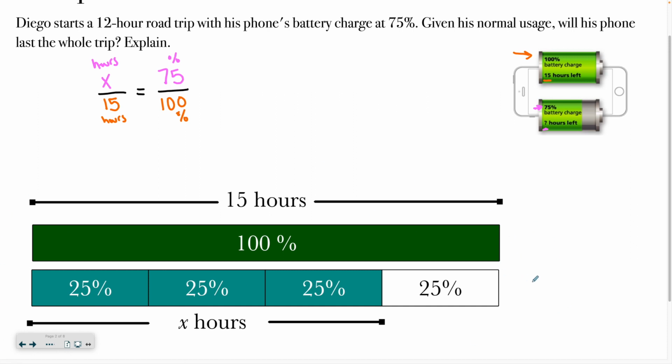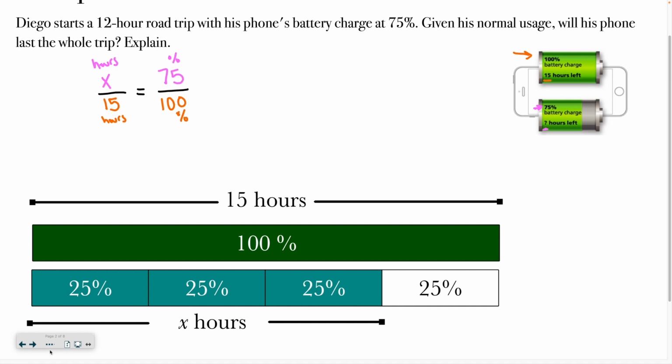Also down here you can see I kind of split it up for us. Okay, I showed 15 hours is the same as 100%. So you can see I used a little bar diagram, and then I split that bar diagram up into 4 pieces, and I shaded in 3 of them to show that that equals 75% of the full battery. And then below that I just wrote x hours. So this is called a bar diagram to help you visualize the percentages that we're working with.